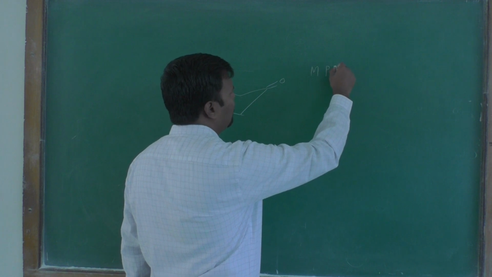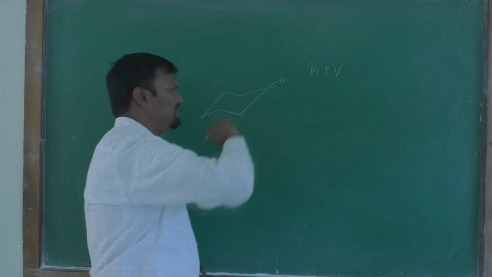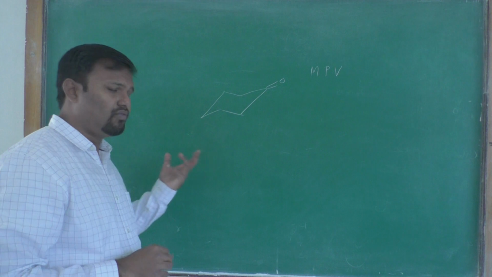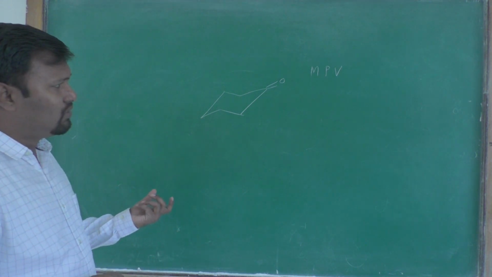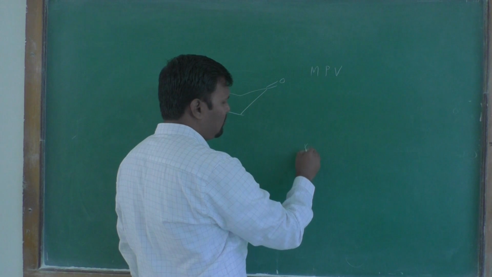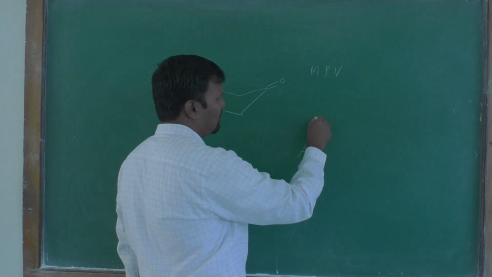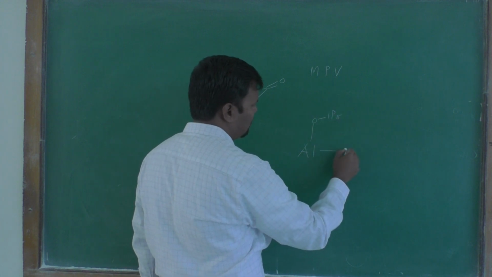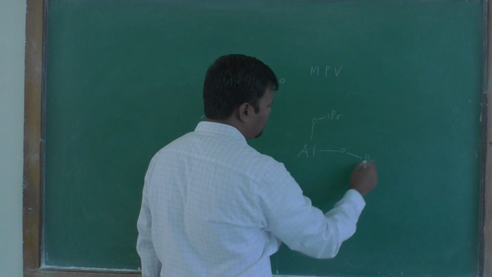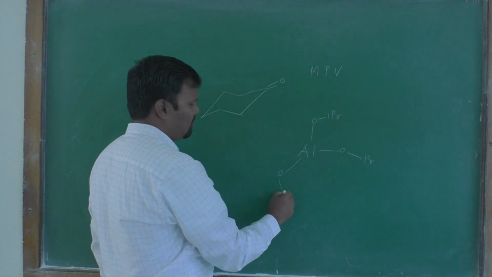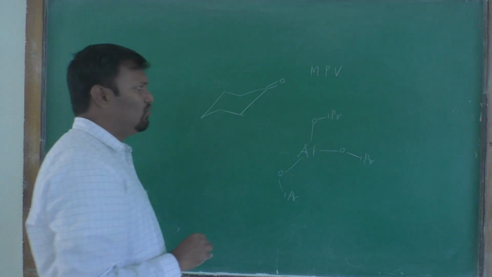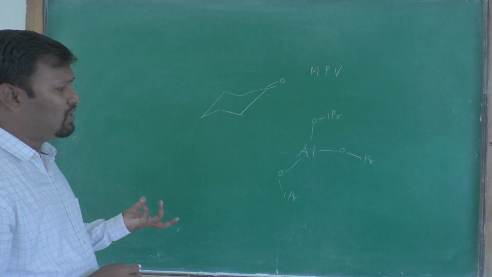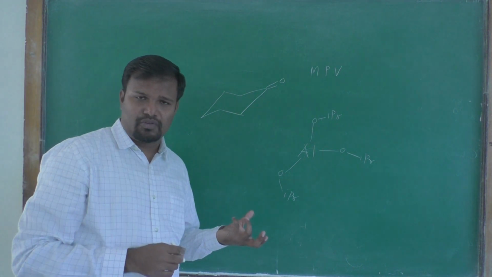Meerwein-Ponndorf-Verley reduction, MPV reduction. During this reduction, the catalyst we use is aluminum isopropoxide, aluminum triisopropoxide. That is the reagent we will use during the MPV reduction.